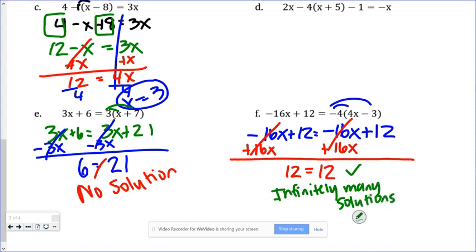So if someone asks you, what does this even mean, infinitely many solutions? It means that I can plug in any number that I want for x on both sides, and then the left side will be equal to the right side. So I could plug in 100 for x, I could plug in 0 for x, I could plug in 2, and it will always be true. When it's no solution, that means I cannot find any number that's going to work here.